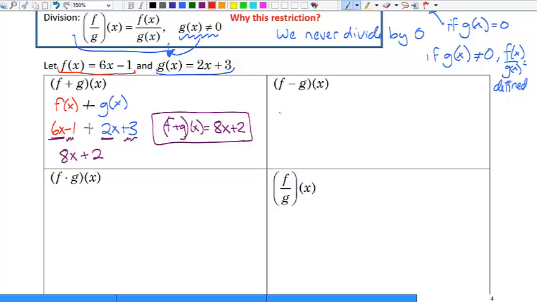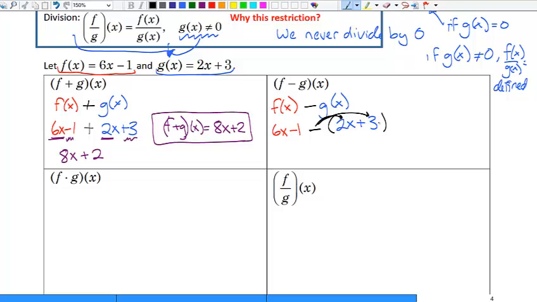Next I'm going to do f minus g of x, which by definition is f of x minus, because the problem asked me to subtract, g of x. So the f of x is 6x minus 1. The subtract stays, and this time, because subtract is a little bit more difficult than add, we need to remember that for the g of x function, I need to put a parenthesis around that g of x function. The reason I need to do that on this one, and I didn't need to do it on the previous ones, is I need to distribute that negative to every single term in the g function.